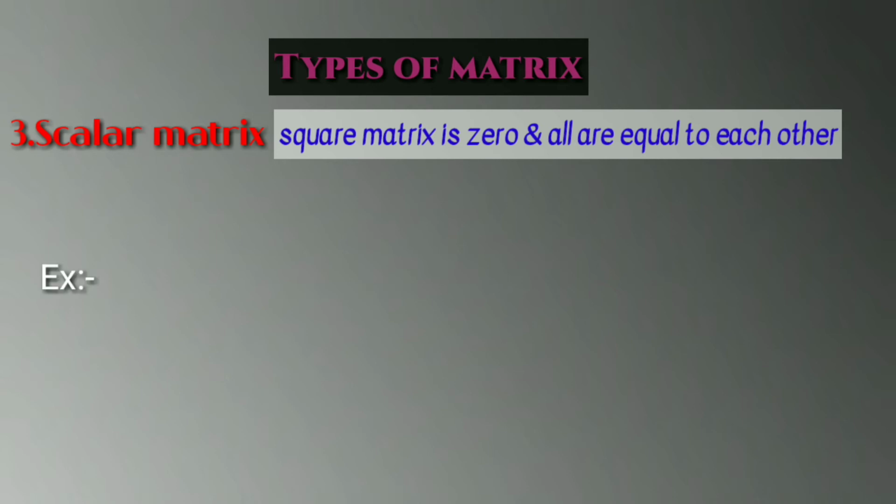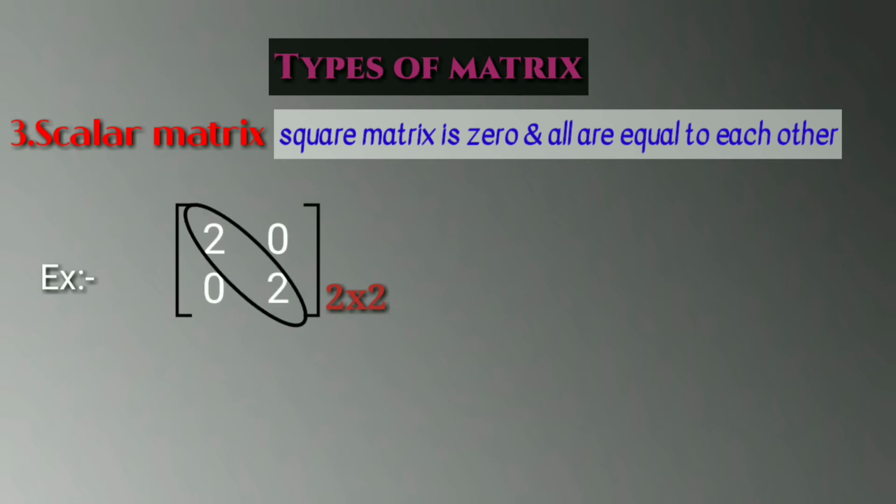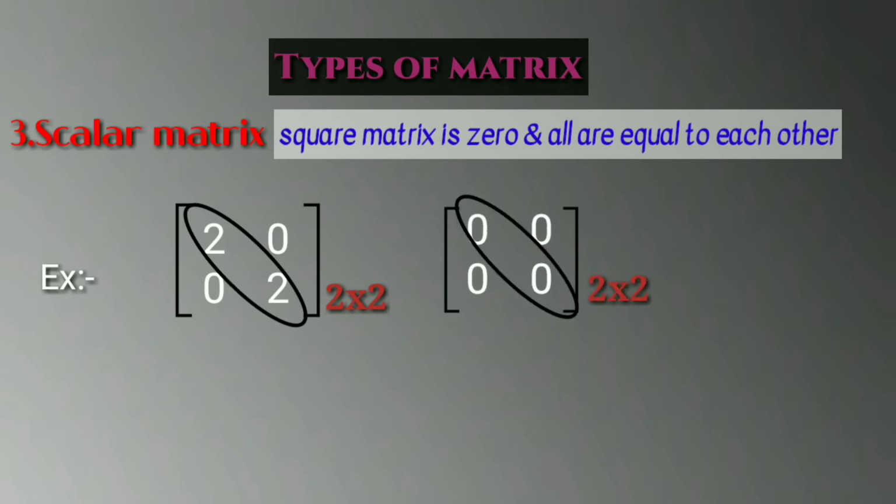So for example, here 2 cross 2, take a matrix. Here 2 2 is a diagonal, so these are equal to each other. And we take another 2 cross 2, here 0 0 0, and here 0 0 diagonal is equal to each other. And here 3 cross 3, we see the matrix.